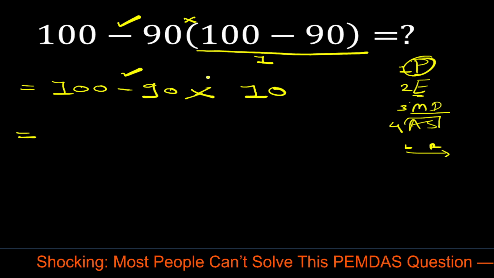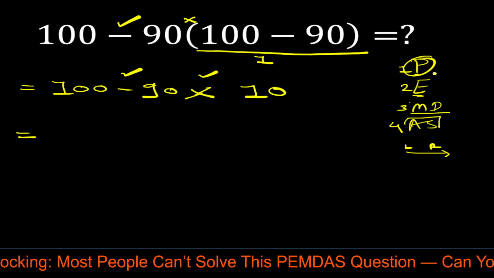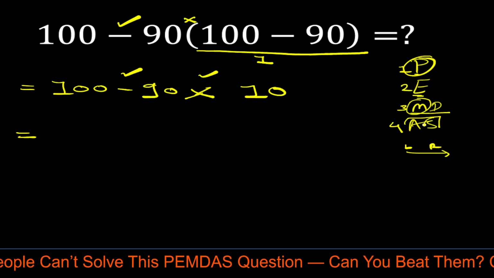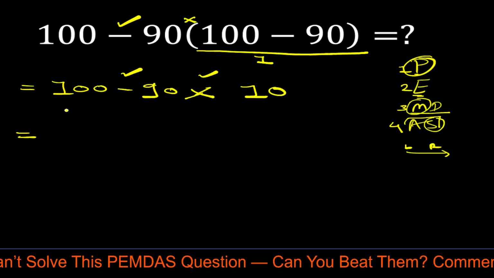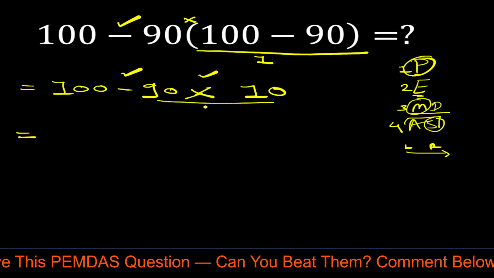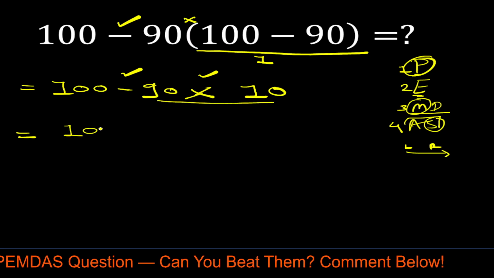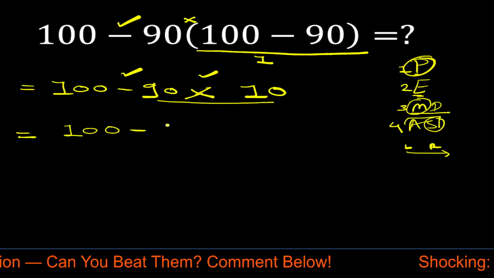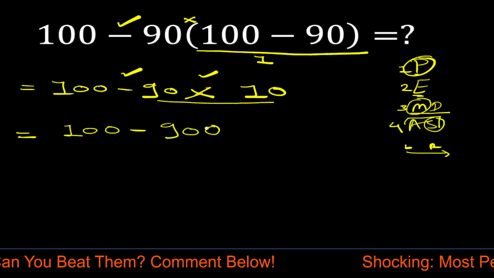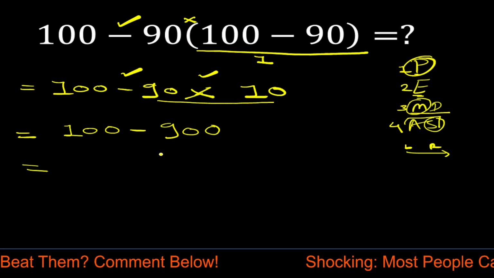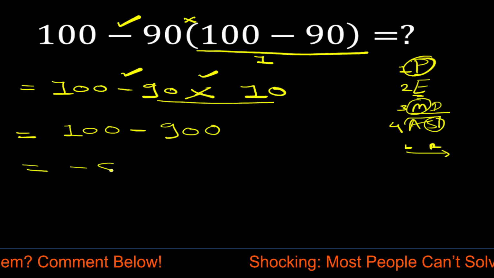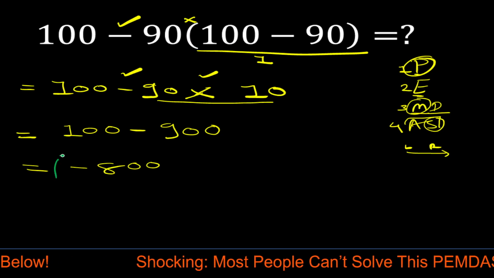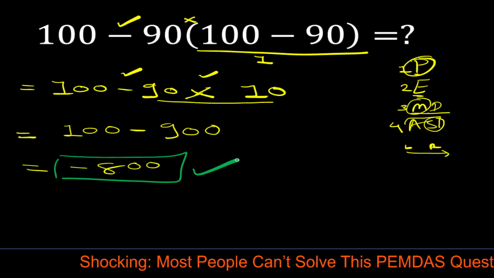Now here we have one subtraction and here multiplication. So according to the PEMDAS rule, first we have to solve multiplication and then we have to solve subtraction, right? So first we have to solve this multiplication. So 100 minus, now solve this multiplication, 90 times 10 is equal to 900. So 100 minus 900 is equal to minus 800. So the correct answer is minus 800, right?